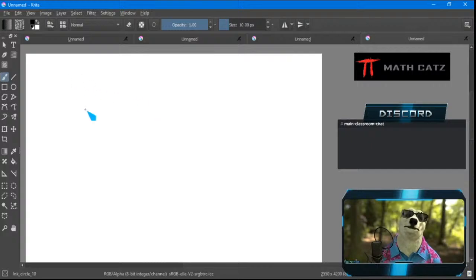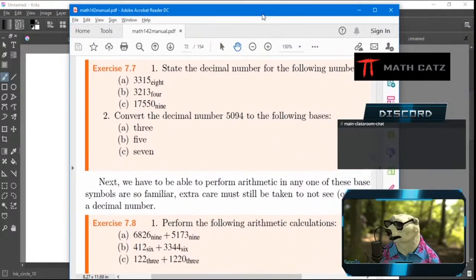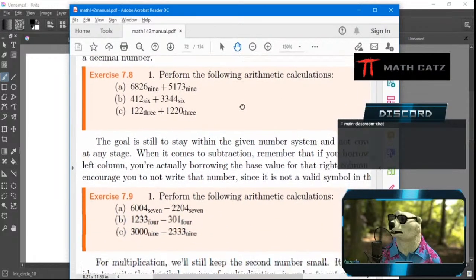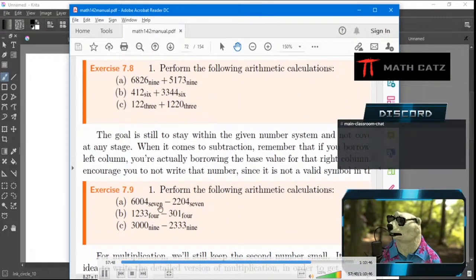I just now need to be extremely aware of the base value I'm working in, addition and subtraction.